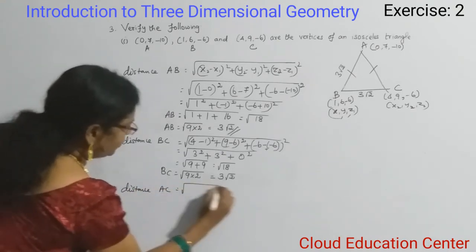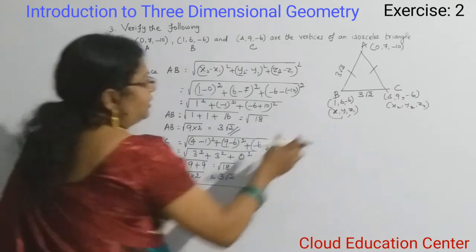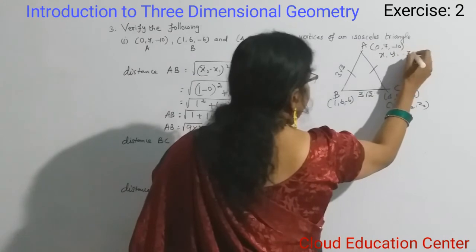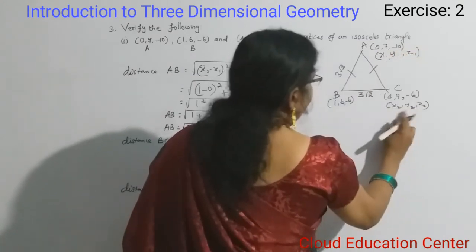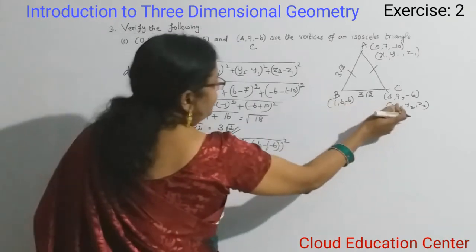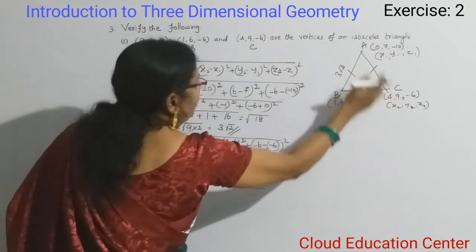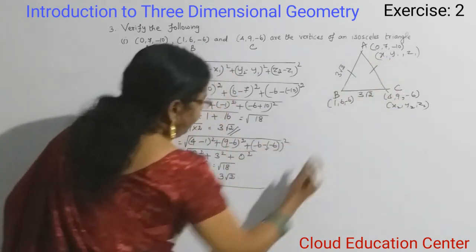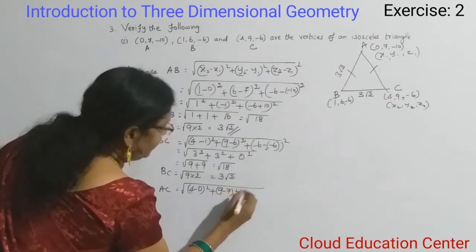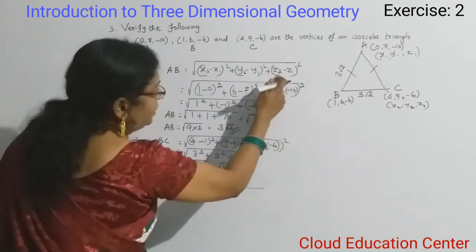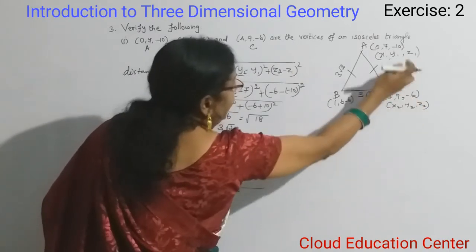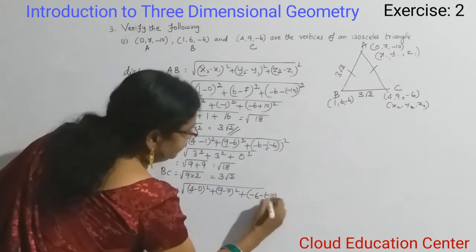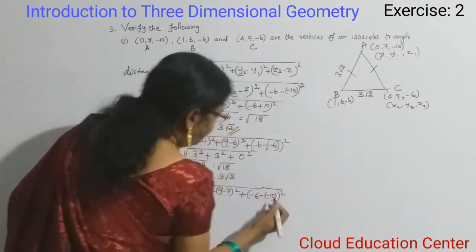For AC, we are going to use the same formula. AC: this will be x1, y1, z1 and this will be x2, y2, z2. So, x2 minus x1 the whole square: x2 is 4, so 4 minus 0 the whole square, plus y2 minus y1 the whole square, 9 minus 7 the whole square. Next z2 minus z1: z2 is minus 6 and z1 is minus 10, so plus minus 6 minus minus 10 the whole square. This is the formula minus and this is the value minus.